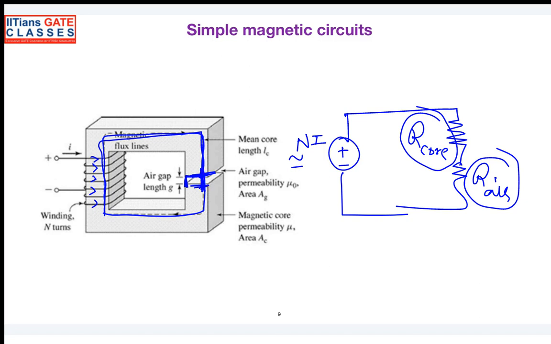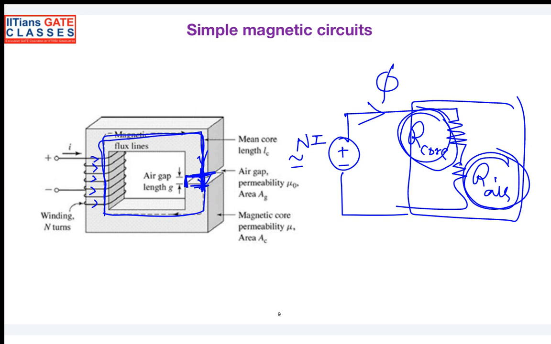Similarly, if the current flowing in a circuit is the same, meaning two elements are connected in series, then the current remains the same. Similarly, the flux in the core and the flux in the air gap are the same. So both are connected in series, and the overall reluctance is also additive. Now, this is the flux which is generated, which is passing through the core as well as the air gap. So you can apply KVL now.